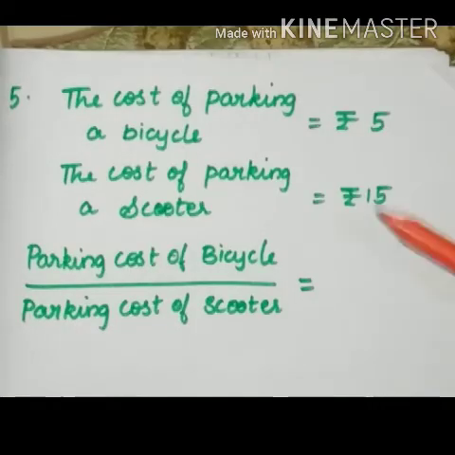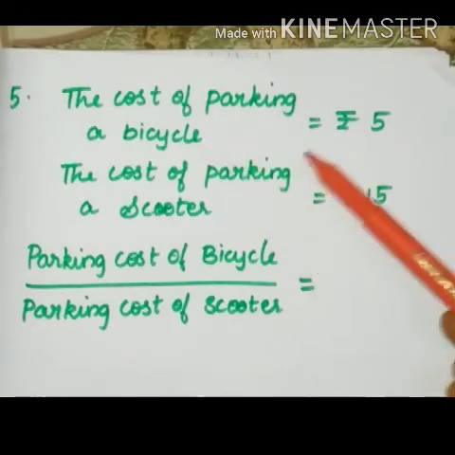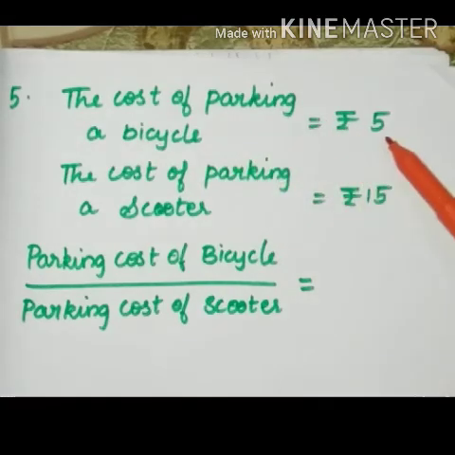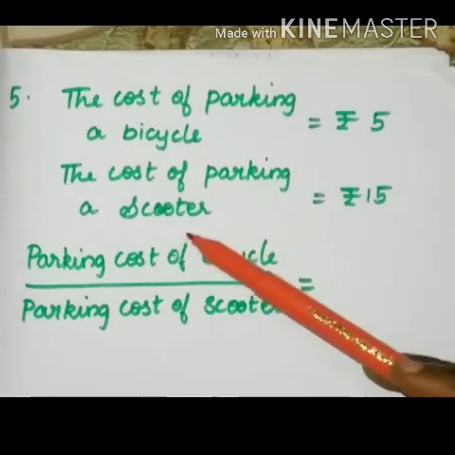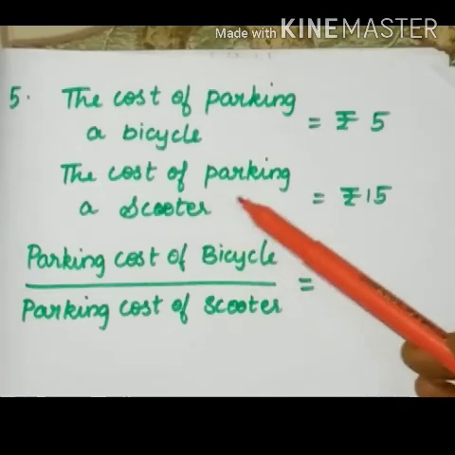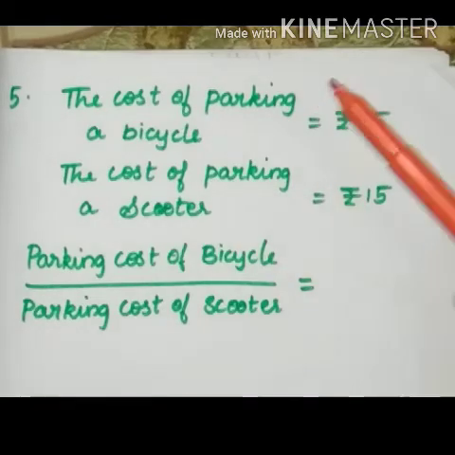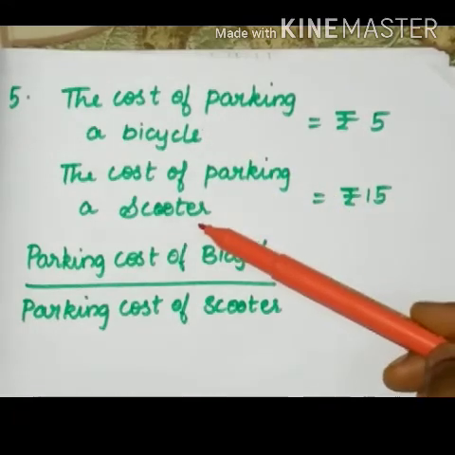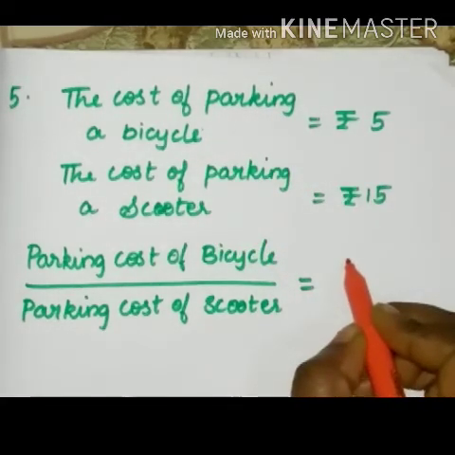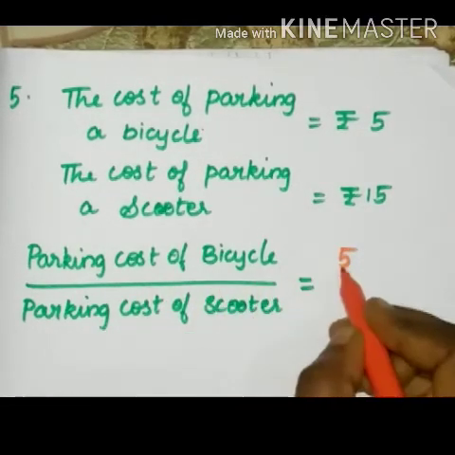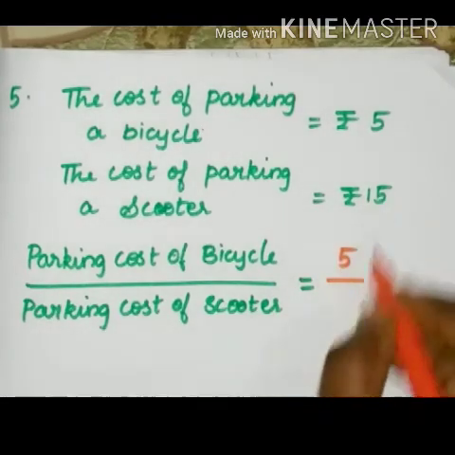The given question is the cost of parking a bicycle is rupees 5. A bicycle means what? Parking cost of one bicycle is rupees 5. The cost of parking a scooter is rupees 15. Parking cost of one scooter is rupees 15. You have to find the simplest ratio of parking cost of a bicycle to that of scooter. You have to find the ratio of bicycle to that of scooter. For that you have to write the given values in fraction form. Parking cost of bicycle is 5. Parking cost of scooter is 15.